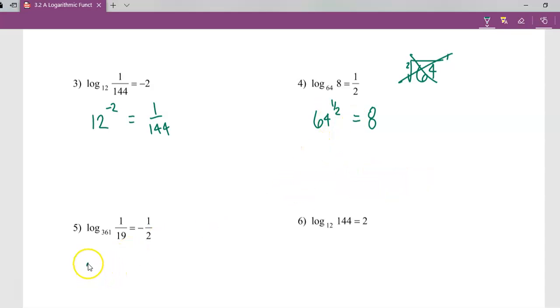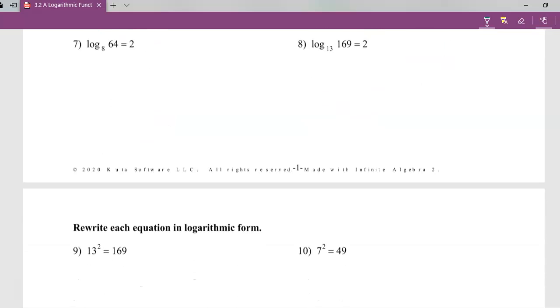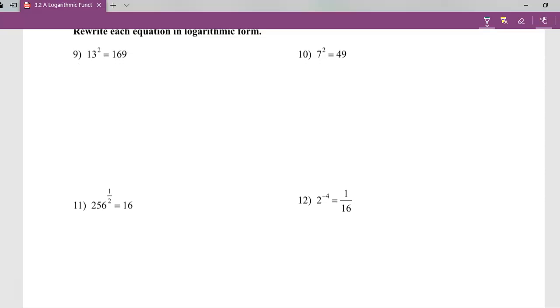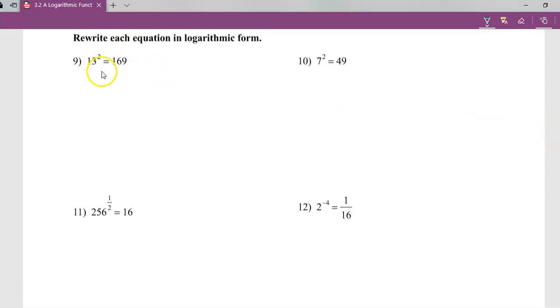So this one would be 361 raised to the negative 1/2 power equals 1 over 19. This one would be 12 squared equals 144. Okay, so just change forms. Now we're going to skip ahead. We're going to rewrite them. They're given in exponential form, and we're going to write them in log form.